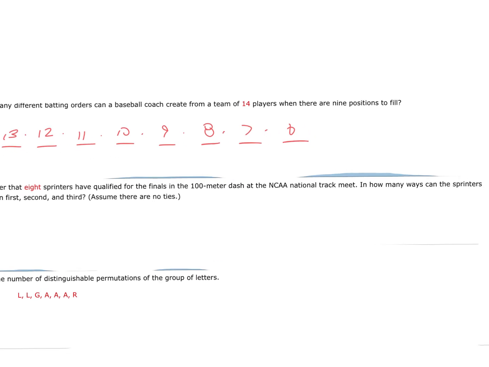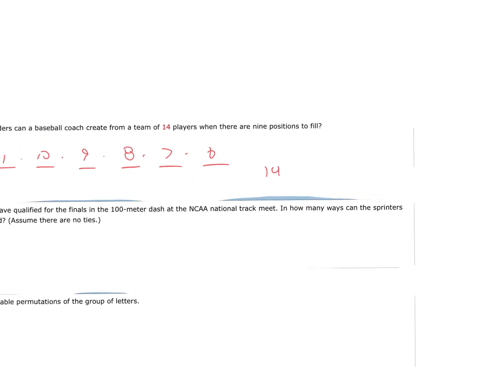Now, some of you might have said, well, I just knew it was a permutation because order mattered. So you would say there was 14 total. Use your permutation, and then there's 9 that are going in the batting order. So it's 14 factorial over 14 minus 9 factorial. You will get the same answer either way that you do this.